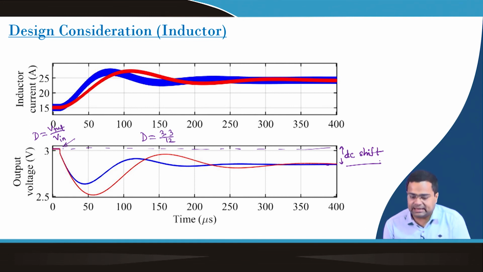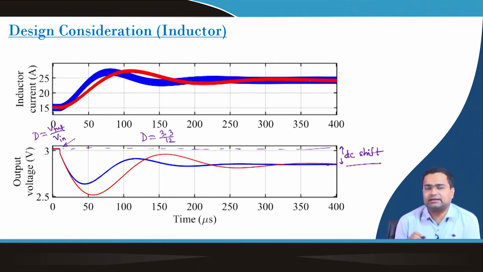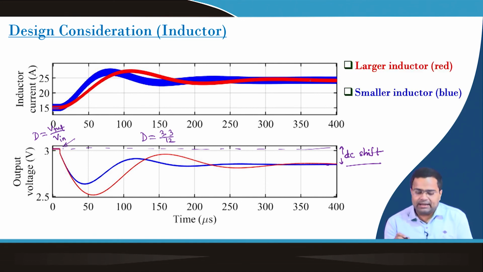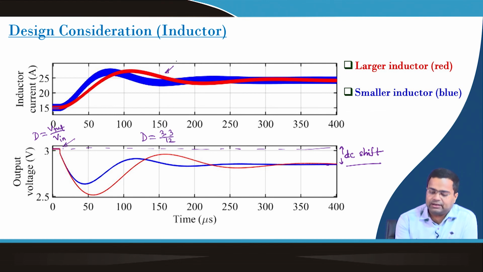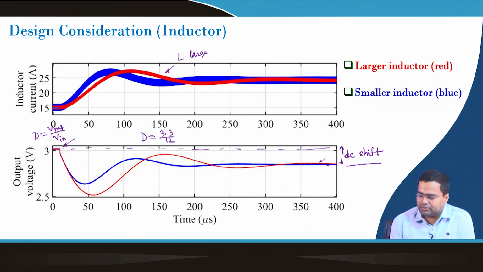But what is our interest here? Our primary interest is to see the average inductor current and the ripple inductor current. You can see the red trace corresponds to the case of large L, that means a larger inductor, and it is consistent that we are getting smaller ripple, but the average is independent of the inductance value, and the average voltage also remains the same for two different values of inductor. The blue trace corresponds to smaller L, where the ripple is larger.